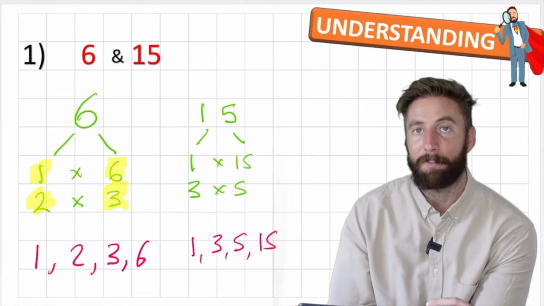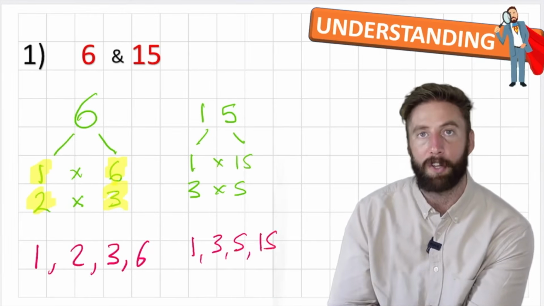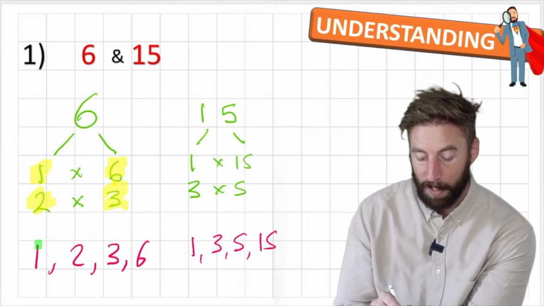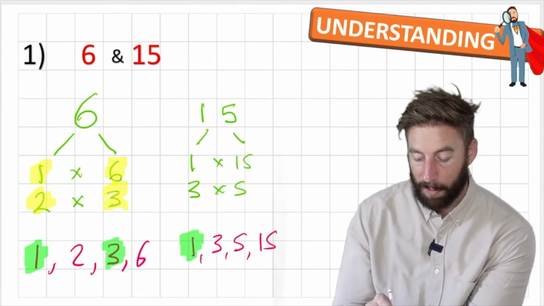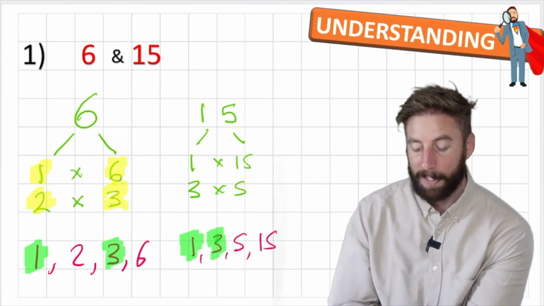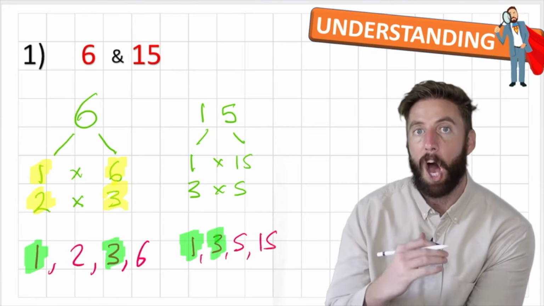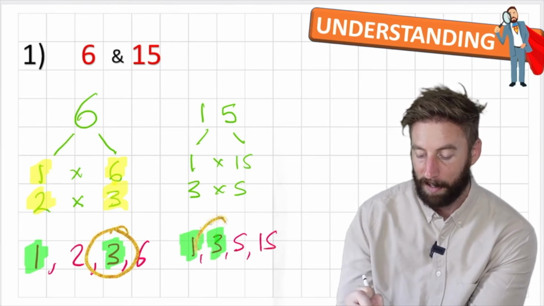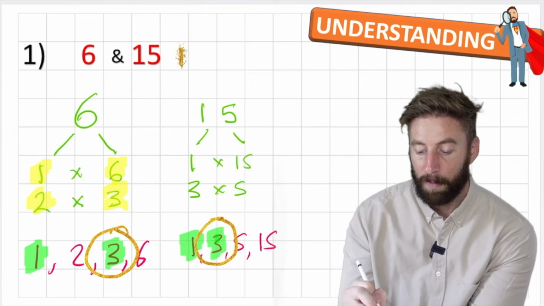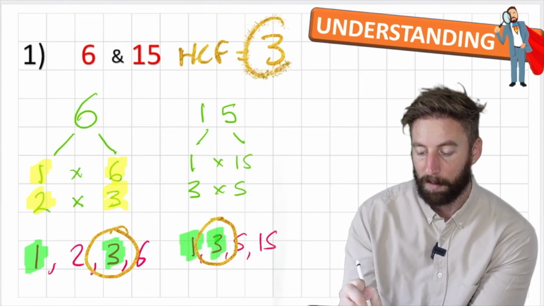Okay, so now that I found my factors, now I need to look at my next word, the common factors, and let's see which of those are the same. Well, in both of these I have a 1. In both of these I have a 3. And that's it. Okay, so I've found my common factors. And lastly, I'm looking for my highest common factor. So my highest common factor in this case is 3. So the highest common factor equals 3.